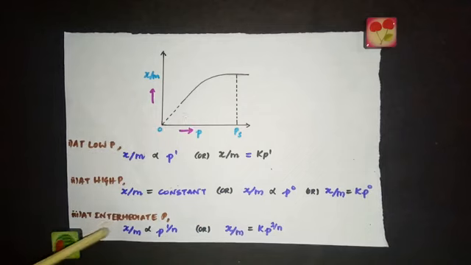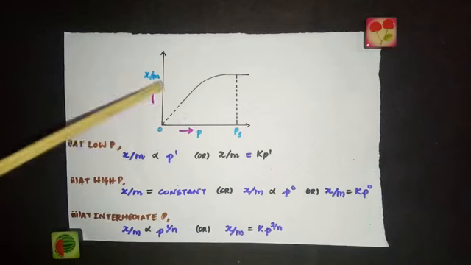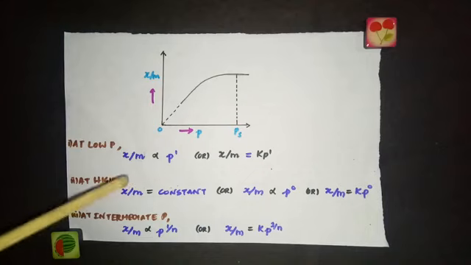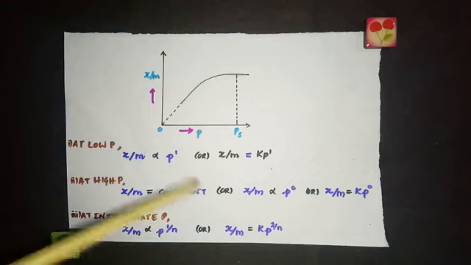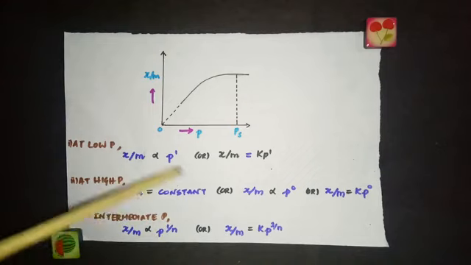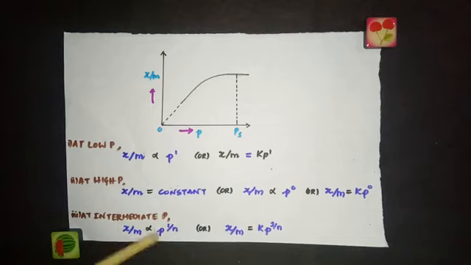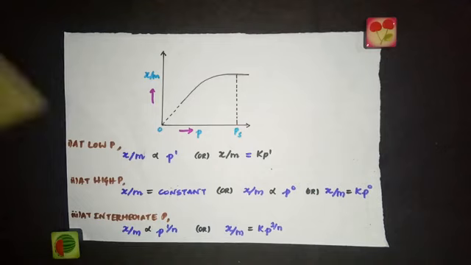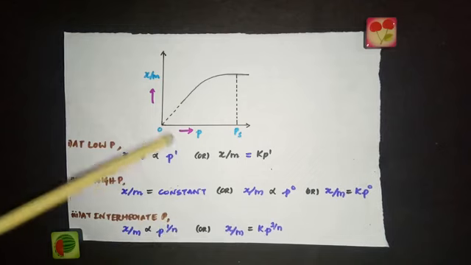Now at intermediate pressure, you can see from the graph that x by m, which is the extent of adsorption, depends on the pressure. So you can say x by m will depend upon a power of pressure which lies between 0 and 1. So it can be a fraction. At intermediate pressure x by m is proportional to p power 1 by n, where n is a constant. It can be 1, 2, 3 or any whole number, which depends upon the nature of adsorbate and adsorbent. So if you put any number here, you will get a fraction, and this value lies between 1 and 0.